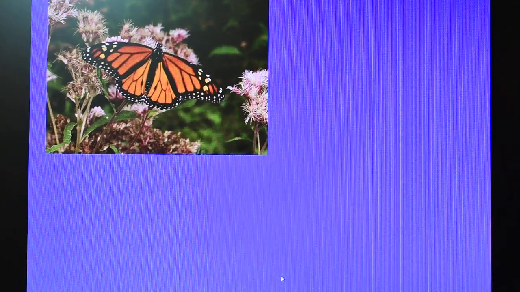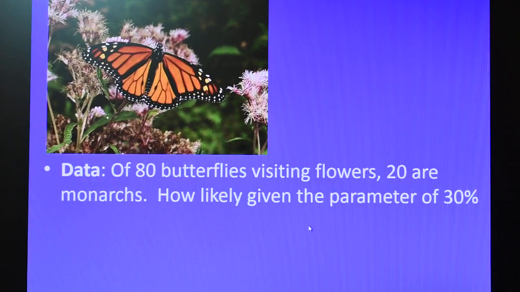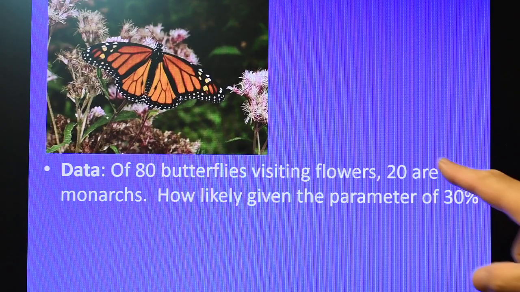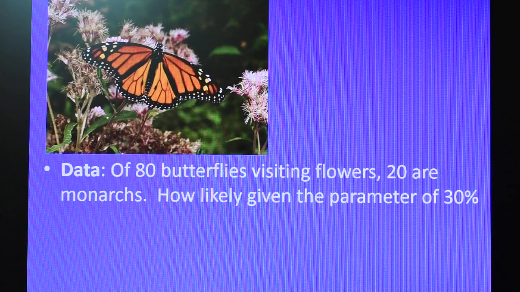Okay, so we're going to focus on monarchs first. Let's generate a little experiment here. Let's say we go out and look at our roses, and we're watching these butterflies coming in. We count 80 butterflies total, and we keep track of what species goes in there. You've got fritillaries, you've got skippers, and all these other species of butterflies. But 20 of the butterflies that came to the roses were monarchs. Wow, that's pretty high. It's not exactly 30%, is it? So how likely would that be, given that the parameter is 30% of the population?